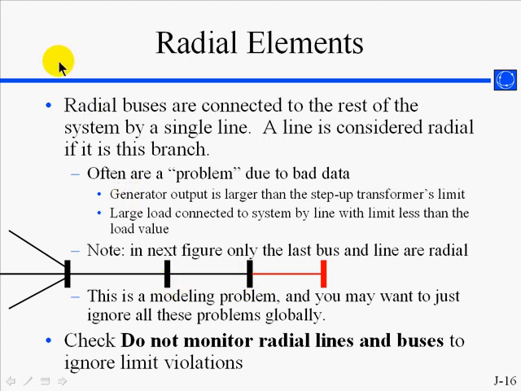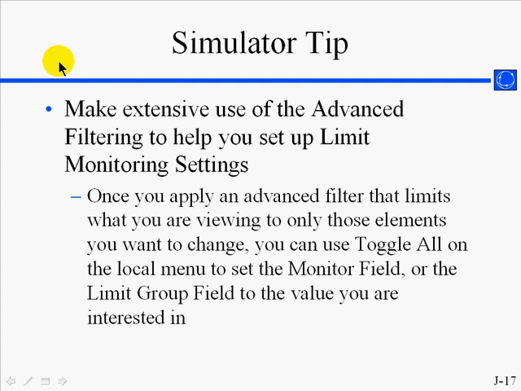The tip on this slide recommends using the advanced filtering to help set up limit monitoring settings. In the case where we set up the new group that we called 500 kV, I used the advanced filtering to just look at the buses that were 500 kV and above. And in that way, I was easily able to transfer those buses into the newly created limit group.